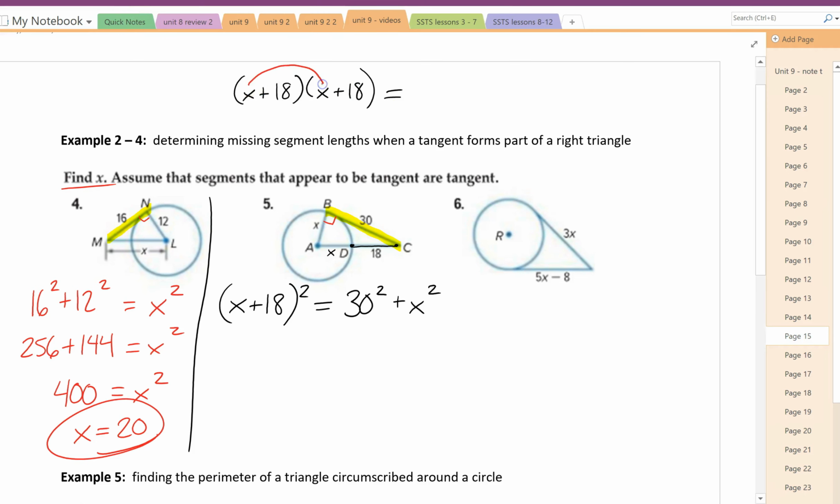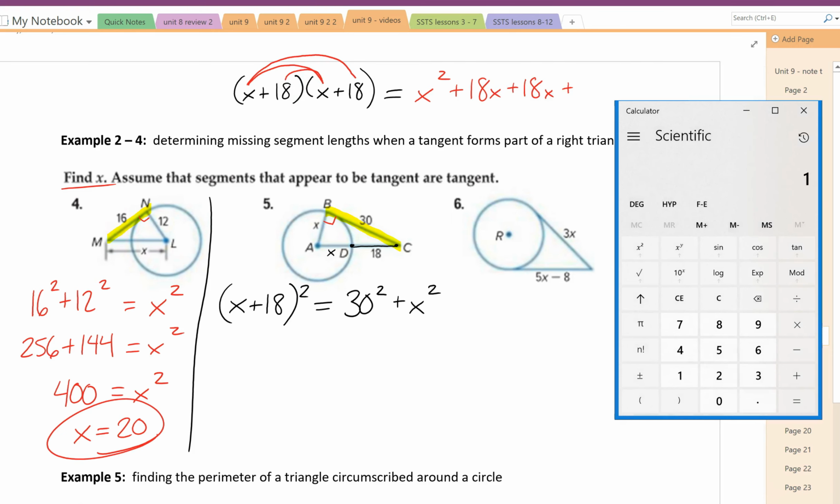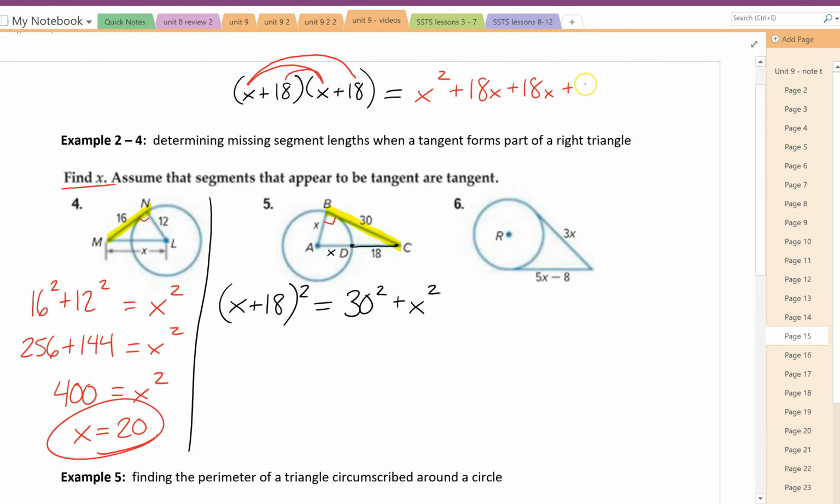It means first, so the first two terms multiplied by each other. So x times x, which is x squared. Outside, so the two terms on the outside, x and 18 multiplied together is 18x. Inside, so again we have 18 times x, and then the last two terms, 18 times 18, in other words 18 squared, so 324. So all of that goes on the left side, right? I've just squared x plus 18.